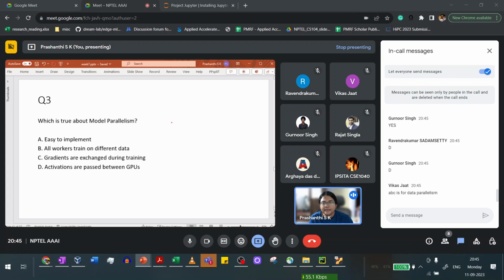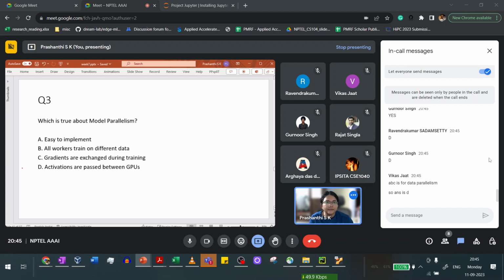A, B, C is for data parallelism. Okay. D. Okay. Anyone else?